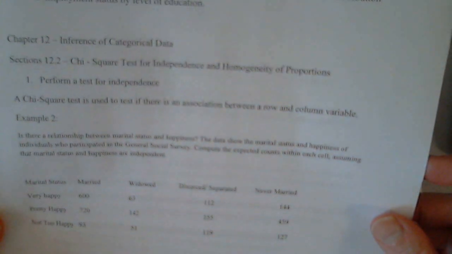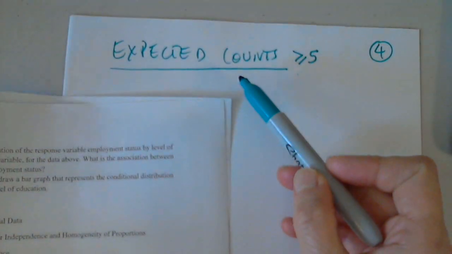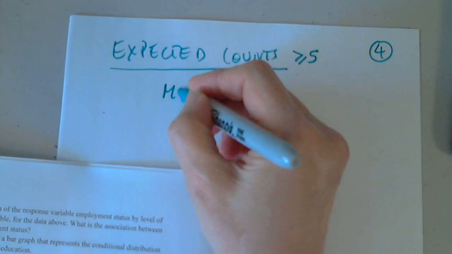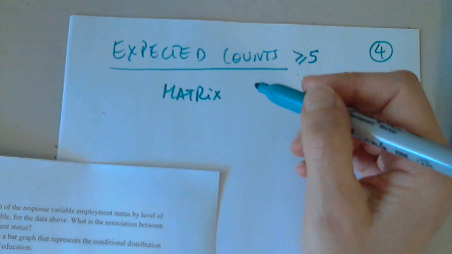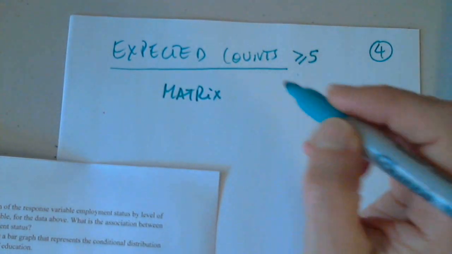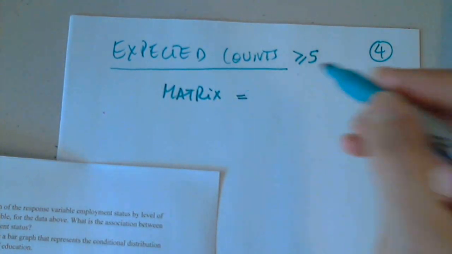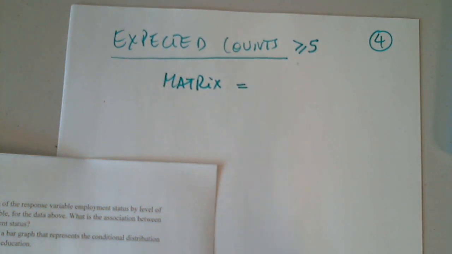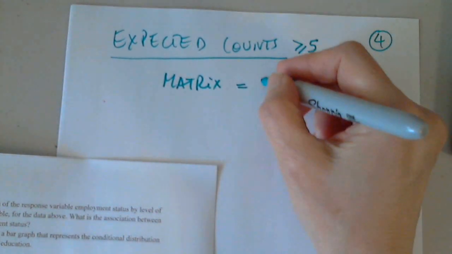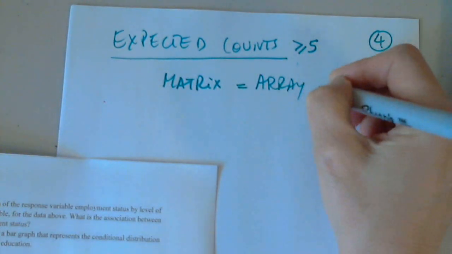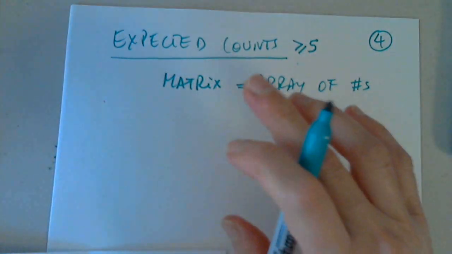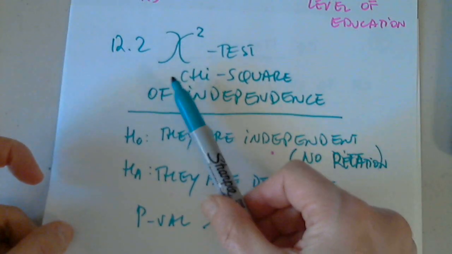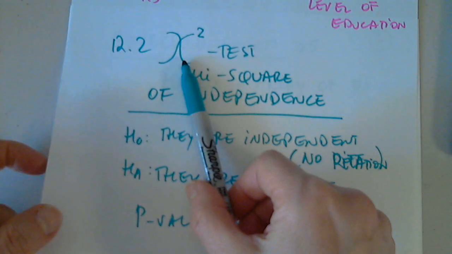So what are we trying to do? What is the expected count? That will be a matrix that we will obtain with a calculator. What is a matrix, first of all? I don't know if you took college algebra before this class, but a matrix is an array of numbers. Why do I need the matrix? I need a matrix to conduct this test. The test called chi-square requires a matrix.